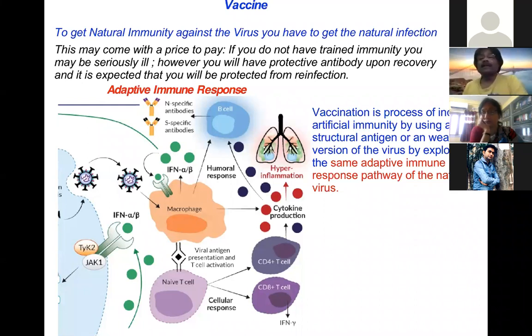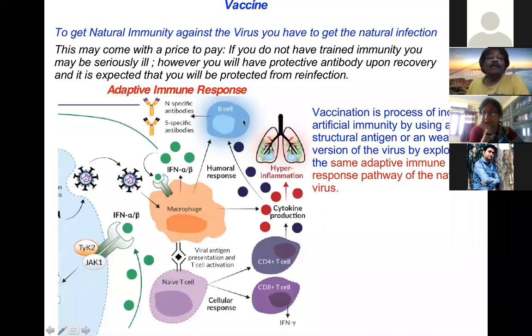A vaccine is a process of inducing artificial immunity by using a structural antigen or a weak version of the virus, exploiting the same adaptive immune response. So instead of the virus, you inject the vaccine, and it goes through the same pathway, inducing antibody. The viral antigen will be presented by APC or macrophage. It will activate the CD4 plus T cell and CD8 T cell, produce cytokine, and then induce B cells, and then B cells make antibody.